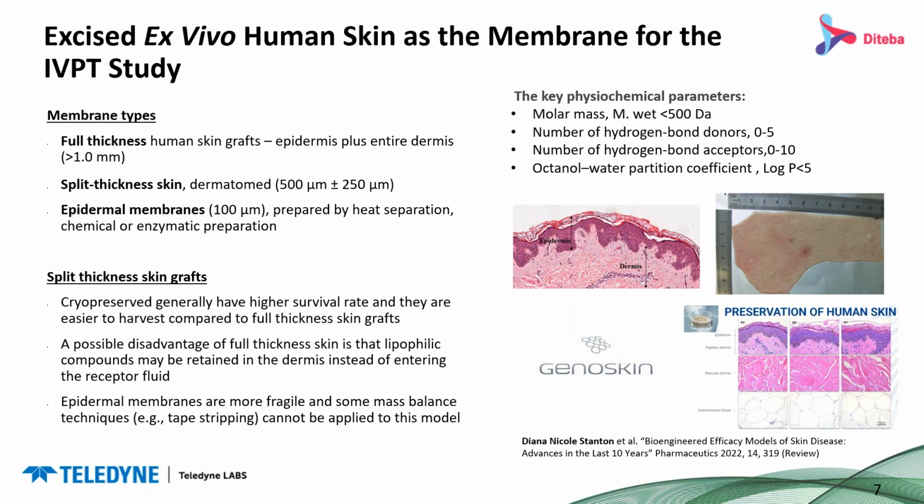Advantages and limitations: with full thickness skin, lipophilic compounds may be retained in the dermis. Epidermal membranes are fragile and unsuitable for some mass balance techniques. The main concerns using ex vivo models are lack of blood circulation, exfoliation, and metabolism that may not be replicated. Enhancing penetration and potential, choosing the right carrier vehicle is pivotal. Matrix vehicle and API interactions play a key role.